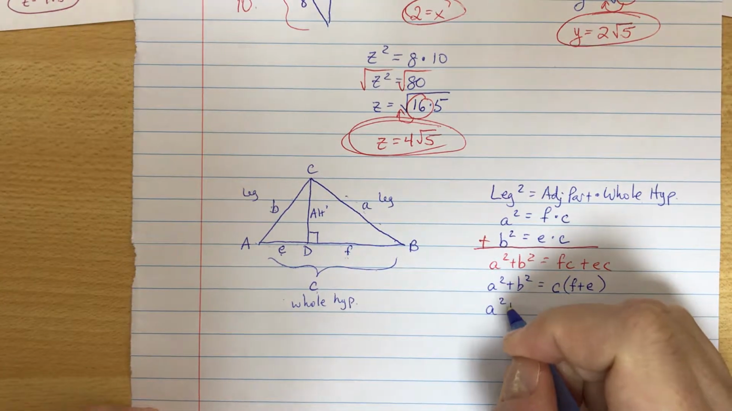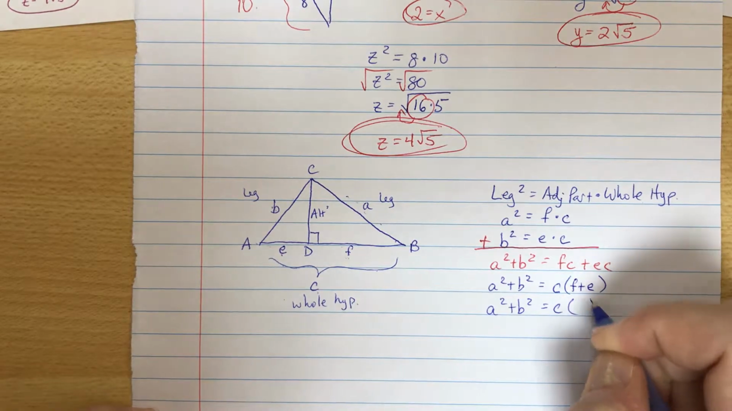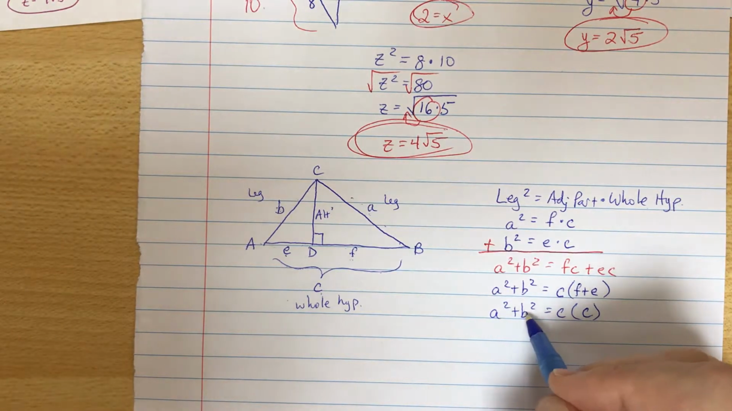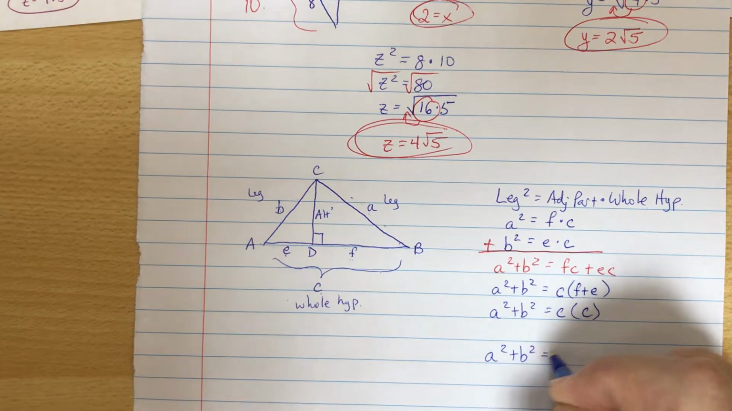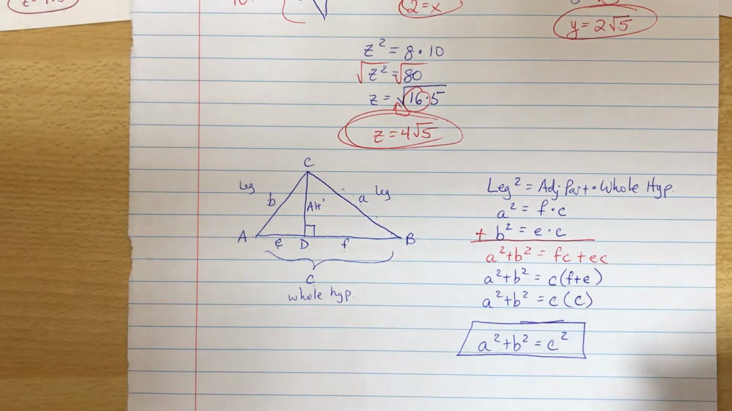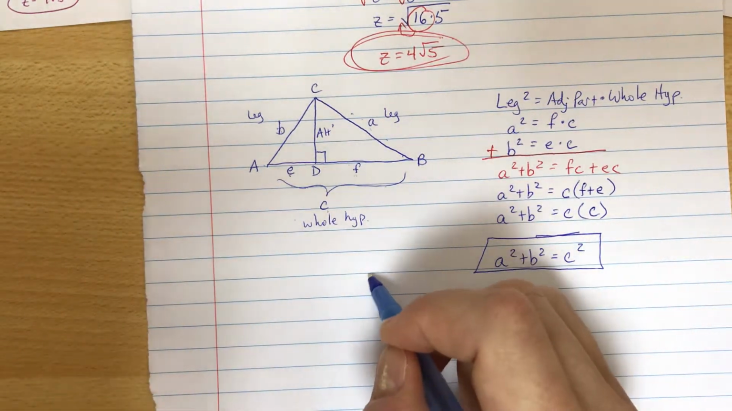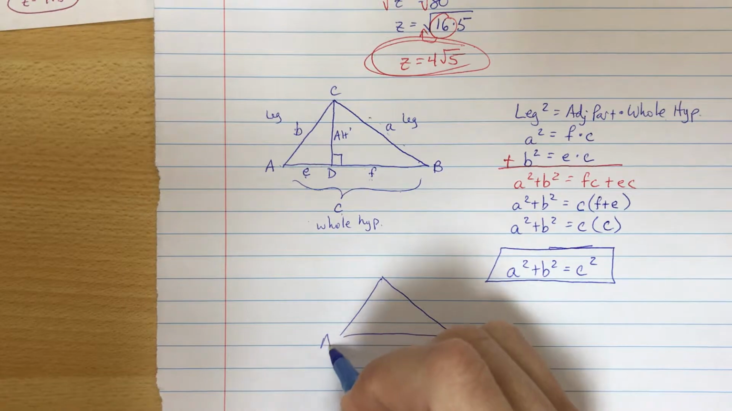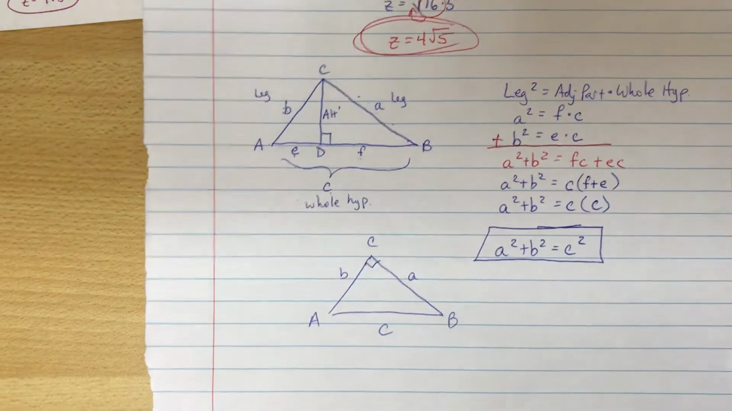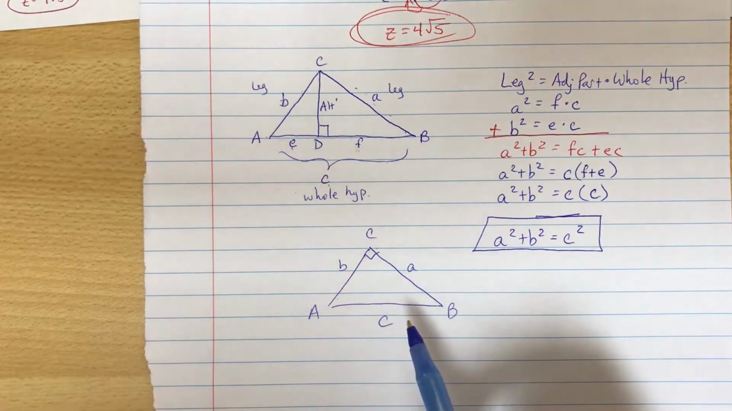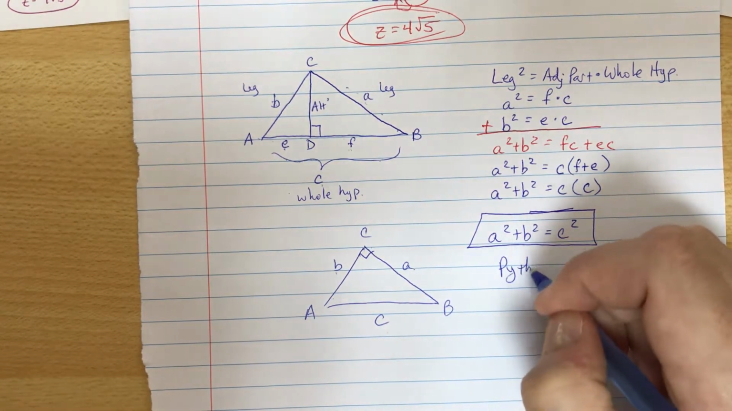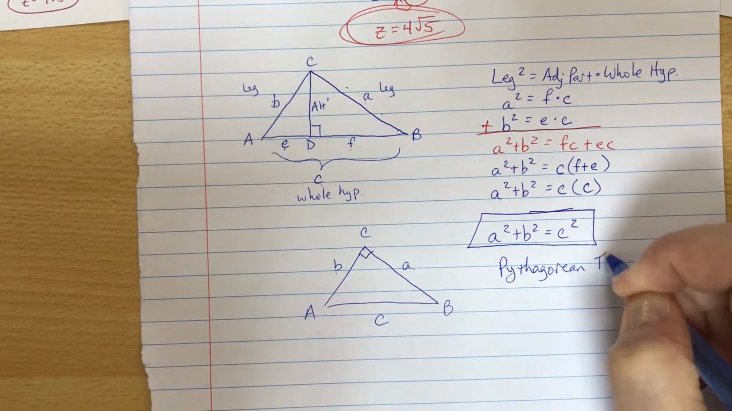So I am going to substitute: F plus E is the same thing as C. And then there's one more thing here. A squared plus B squared equals C times C, which is C squared. What we have just proved is the Pythagorean theorem. That in this right triangle, the big one, A squared plus B squared is equal to C squared. This is a proof of the Pythagorean theorem.